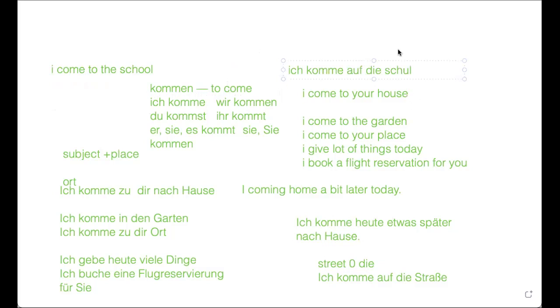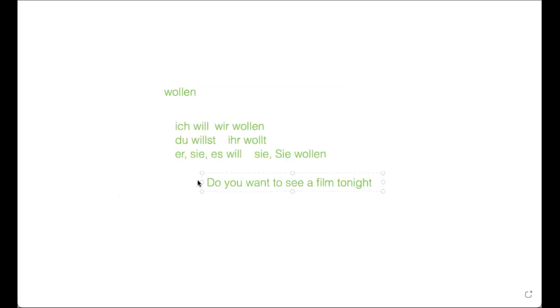Now, for example, we have a verb which is wollen. Wollen is my verb to want. So let's write it down. Ich will, du willst, sie es will, wir wollen, ihr wollt, and sie wollen. If I say, do you want to see a film tonight? So what is this? Willst du, du willst.